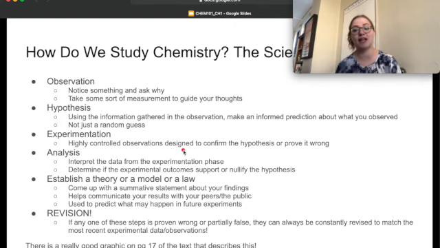First and foremost, the scientific method starts with some form of observation. So you got to notice something and ask why. And you take some sort of measurement to help guide your thoughts in that. One very important observation was made by a biologist called Fleming. He was studying bacteria in his lab.